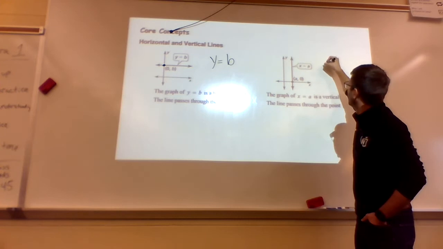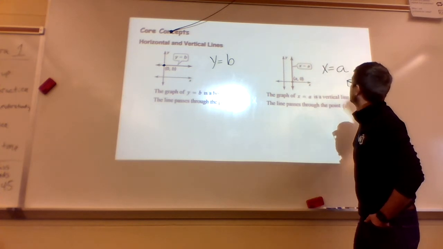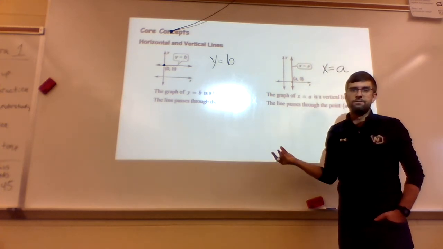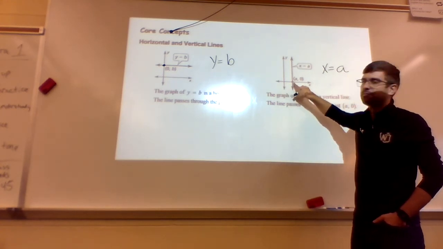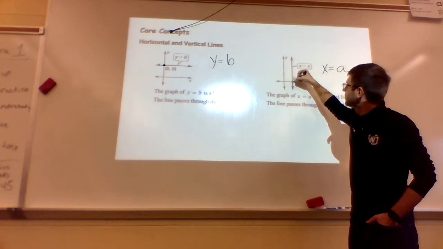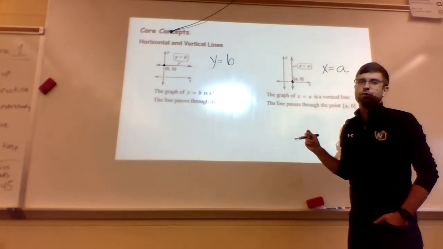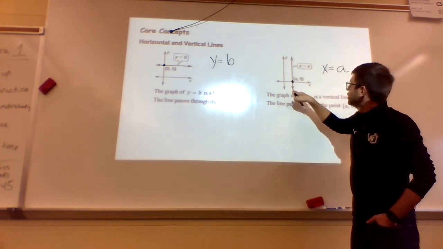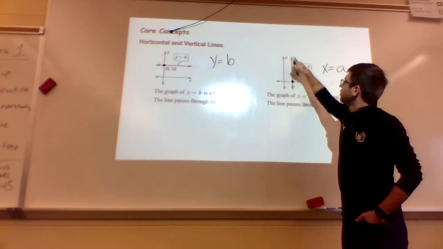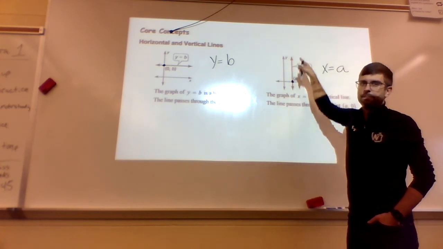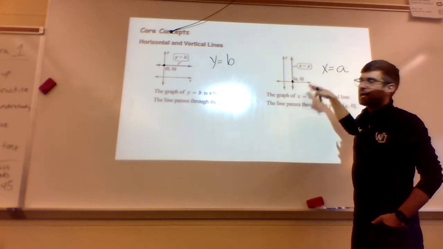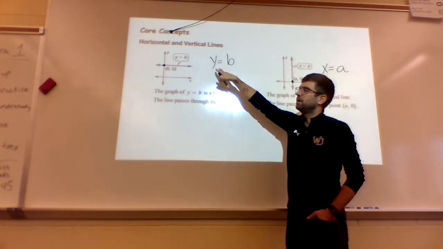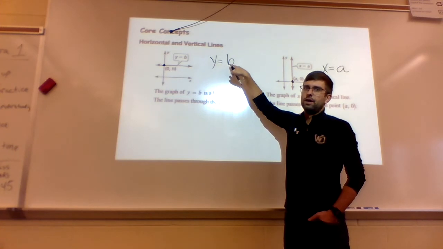In the same way, when we see an equation like this, x equals some kind of number, we'll start by going to our x-intercept, so finding that spot on our x-axis. And then in order to create a line, we go and draw a vertical line through that point. So whenever you see x equals, it will come back as a vertical line. Whenever you see y equals a number, it will come back as a horizontal line.